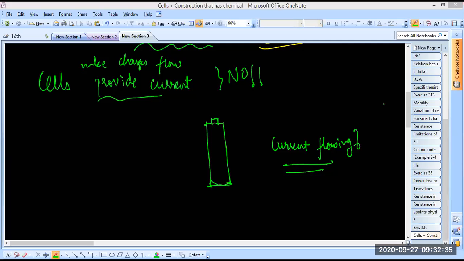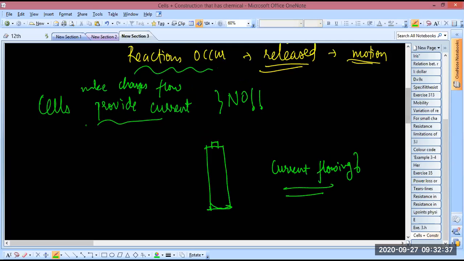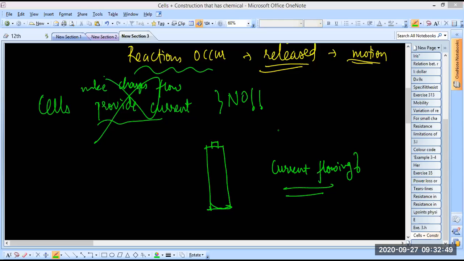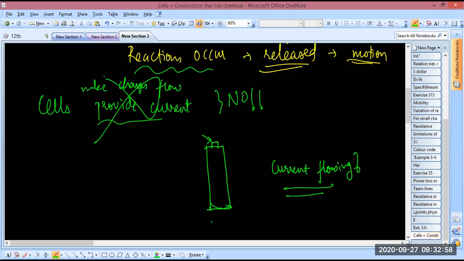Then at least this much is understood. Cells don't make charges flow. Cells don't provide current. Current does not flow because of the cell. You should understand that. But yes, what the cell definitely does is that between this end and this end, the cell creates a potential difference.